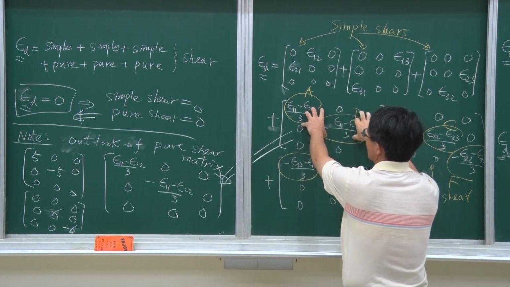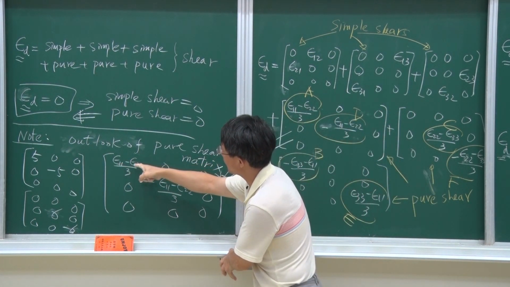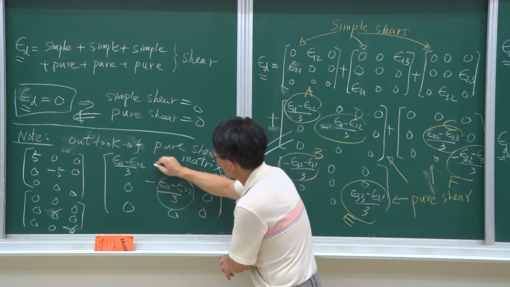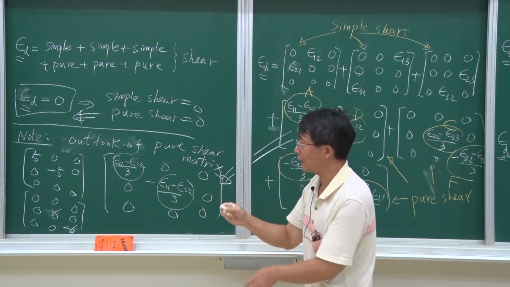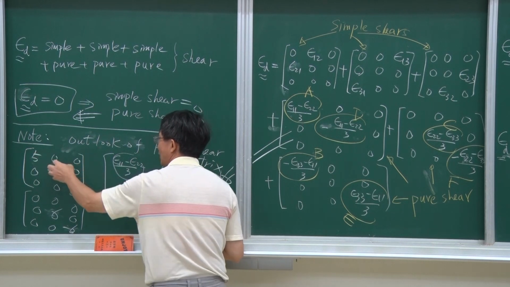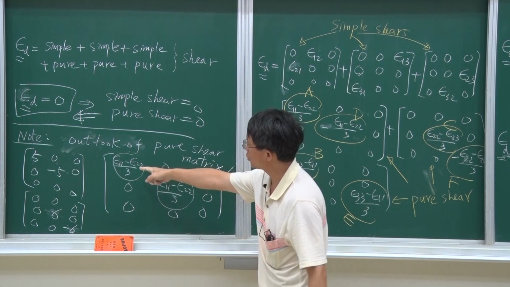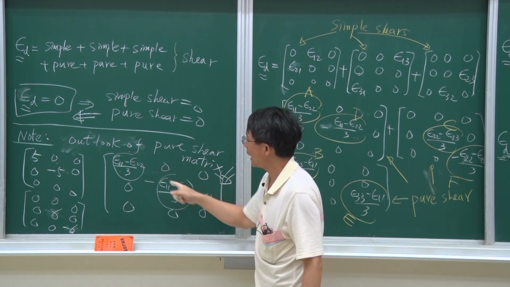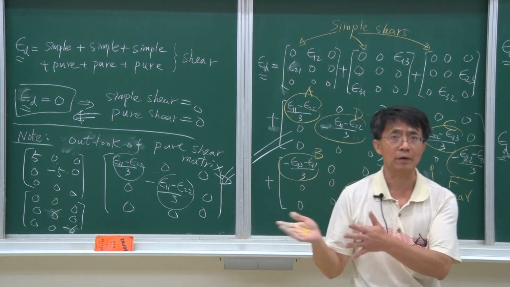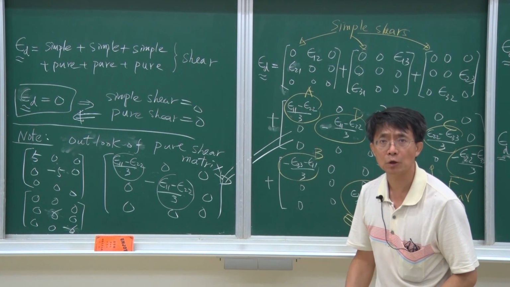Why is this small matrix pure shear? Because see here, the absolute value, absolute 1, 1 minus absolute 2, 2, absolute 1, 1 minus absolute 2 over 3. So their absolute values are equal, just 5 and 5. But one is plus, one is minus. So these two terms have equal absolute value, but different sign. So it is a typical outlook of pure shear.